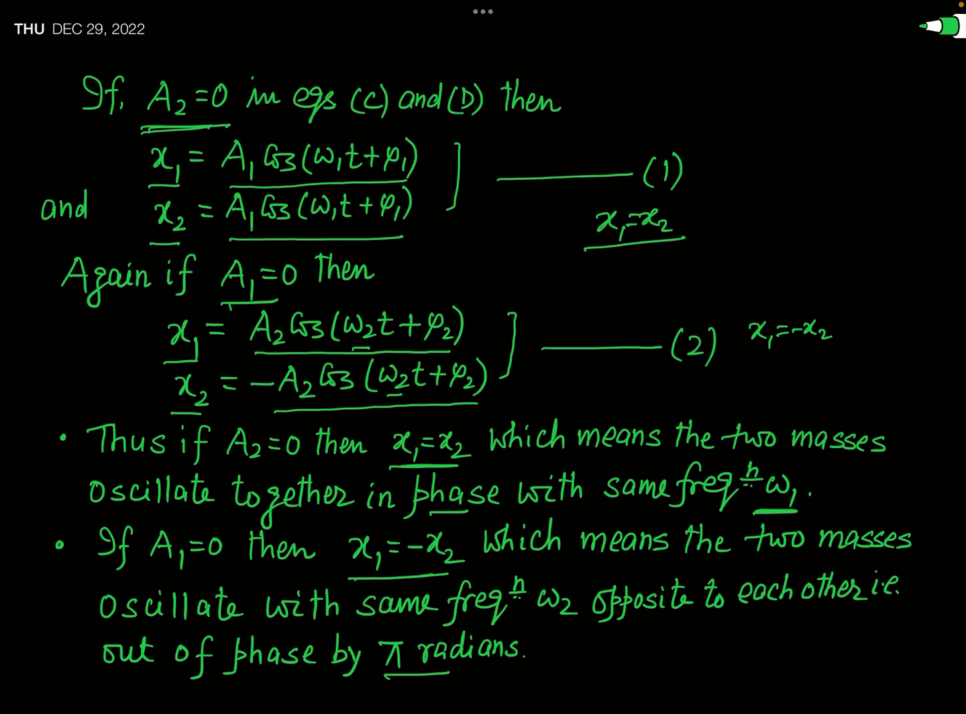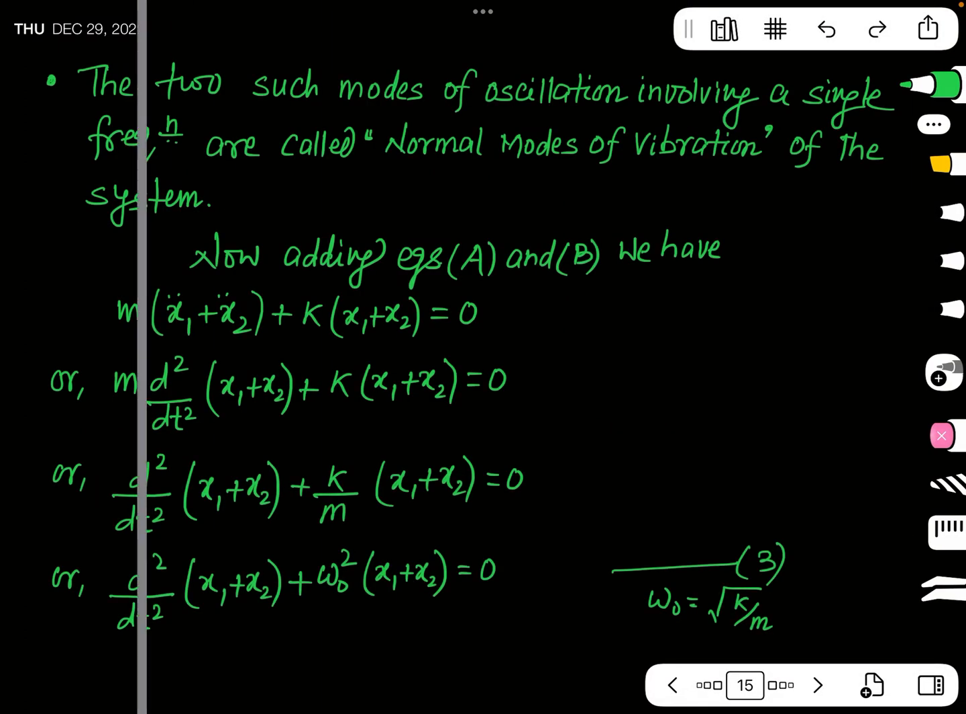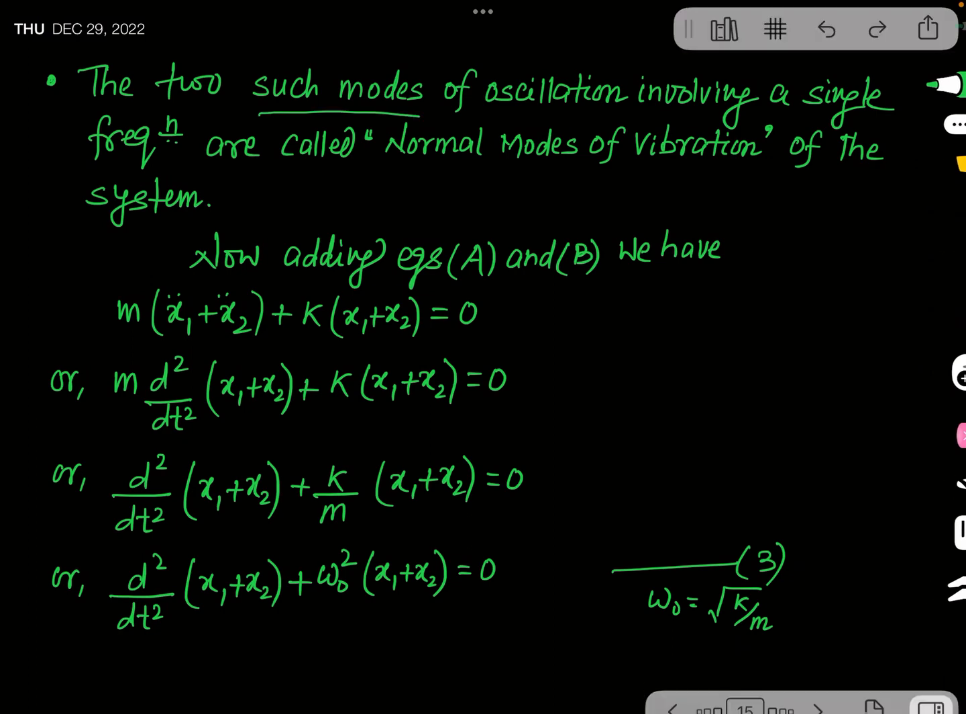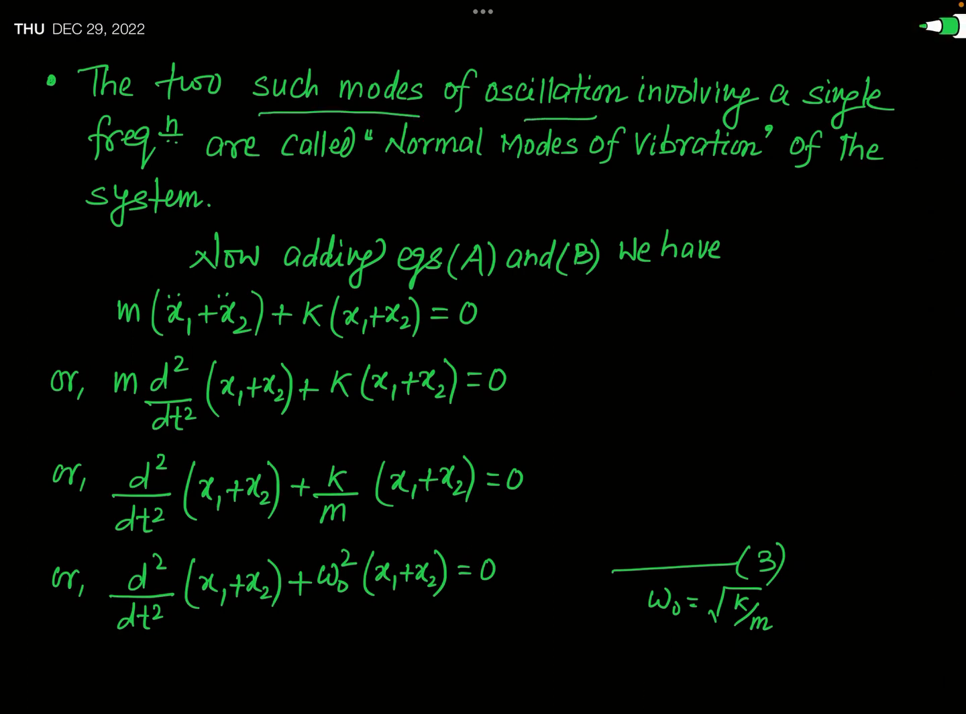So actually there are two modes of vibration here, you can see, and these two different modes of vibration are actually called normal modes of vibration. So I have mentioned it here. You can see that two such modes of oscillation involving a single frequency are called normal modes of vibration. Okay?